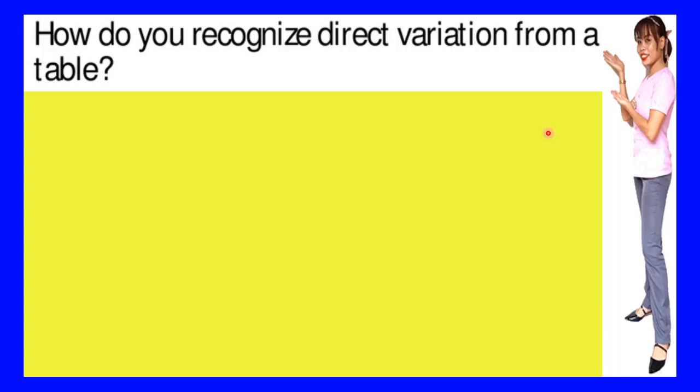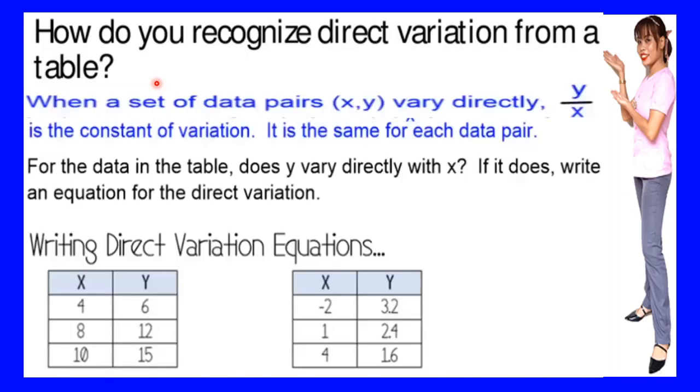Okay? How about recognizing direct variation from a given table of values of x and y? When a set of data pairs x, y vary directly, you have y divided by the corresponding value of x, which is equal to the constant of variation, or the k, and it should be the same for each data pair. For the data in the table, does y vary directly with x? If it does, we will write an equation for the direct variation.